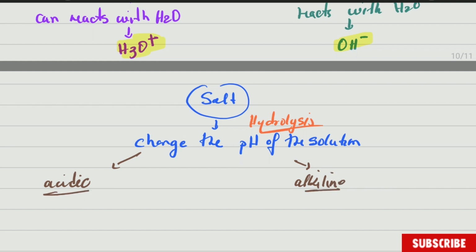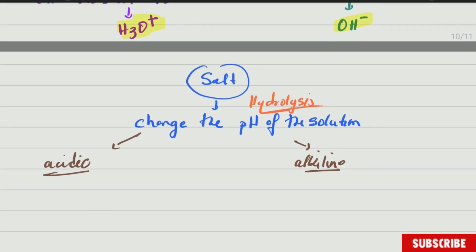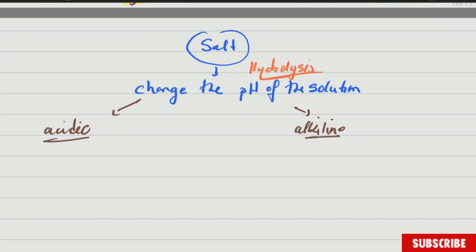The reaction can be either acidic or alkaline according to what happened to that salt, the hydrolysis of the salt. If the reaction is acidic, it's because we now have extra H3O+ ions. We have too much of that ion. And if the reaction is alkaline, it's because we have too much of the ion OH- in the reaction.